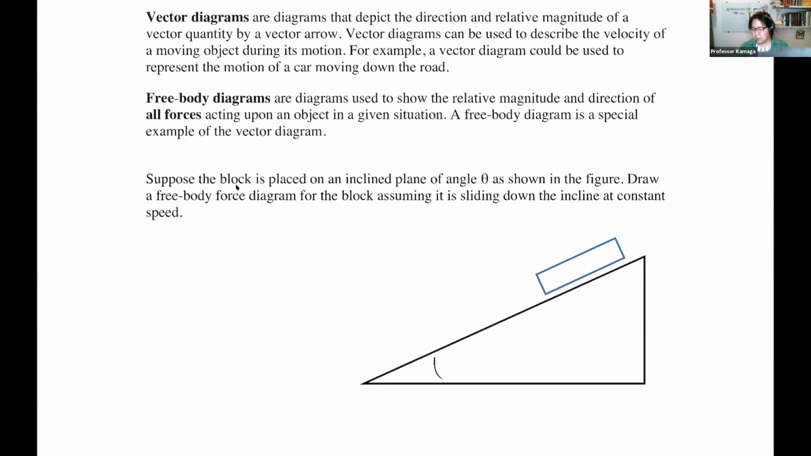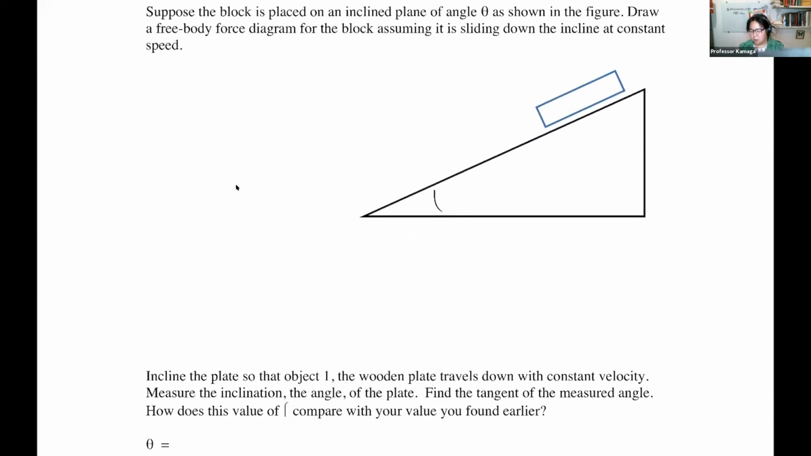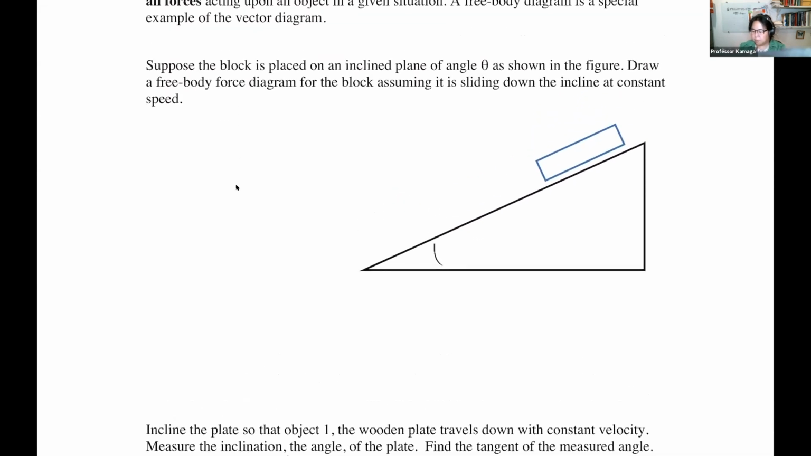Then lastly, you're going to do the vector diagram. So let's see. Here, the free body diagram. Always going to have a gravitational force when you put that plate on the inclined plane, so this is the gravitational force. You decompose the gravitational force into parallel and perpendicular to the plate.